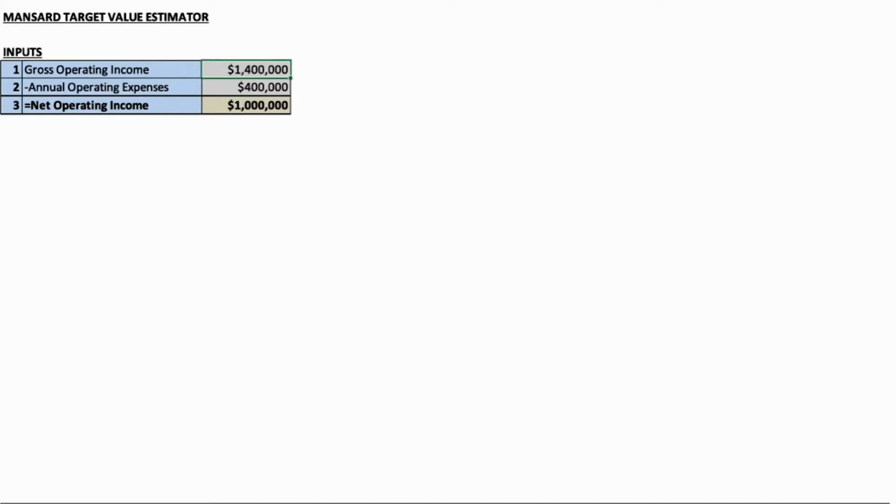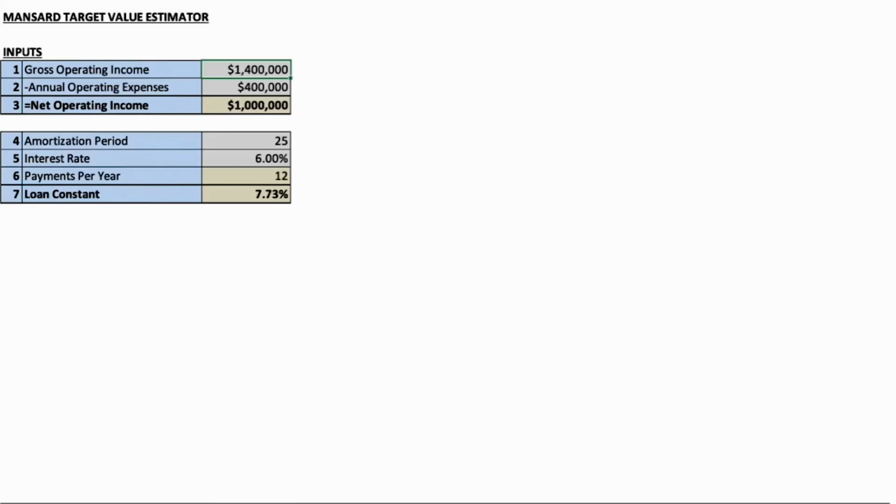The next thing we do is we then go and look at the debt market. We'll take prevailing amortization, and we'll put that in, and then interest rates. We may forecast or go a little higher on the rate depending on where the rate cycle is going, or go a little lower on the rate depending on the rate cycle. But what this allows us to do is to solve for the loan constant in the buildup.